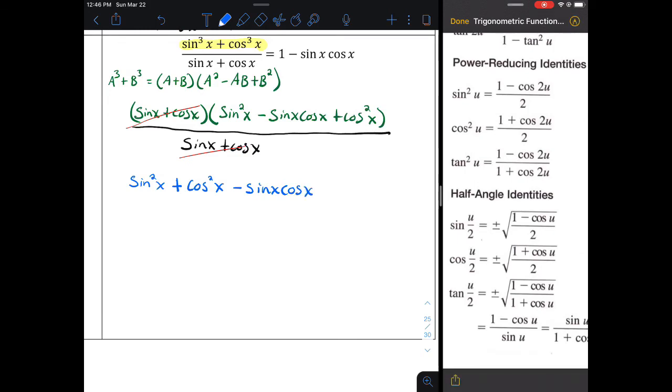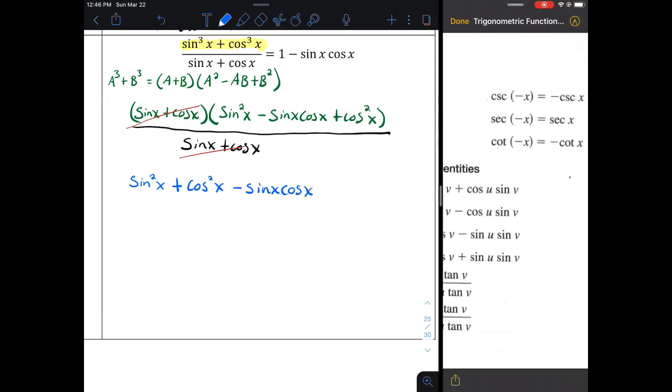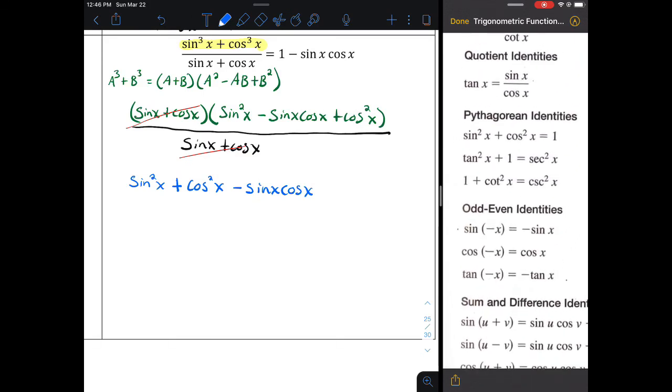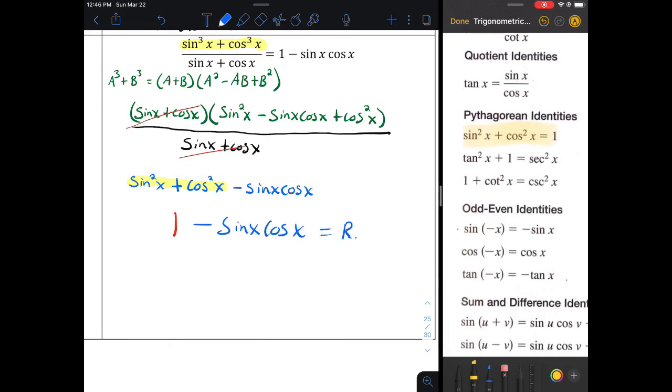Now, sine squared x plus cosine squared x, that should look familiar here. That is our Pythagorean identity. So, sine squared plus cosine squared x is a Pythagorean identity for me. That makes 1 minus sine x cosine x, which equals our right-hand side.